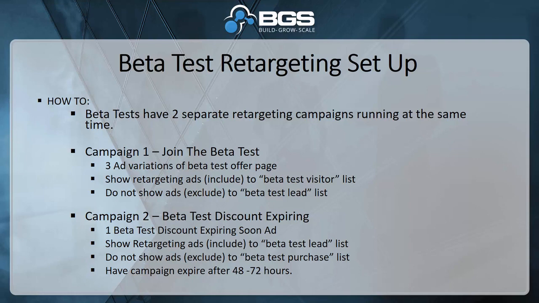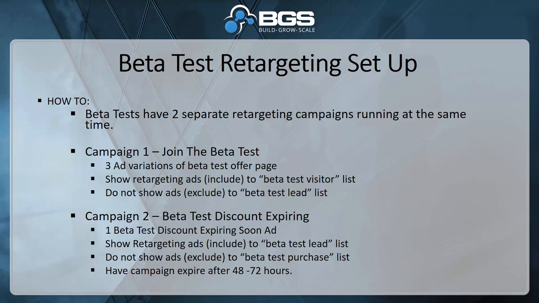Now notice in the previous campaign, campaign number 1, the beta test leads were excluded because they're the opt-ins. Now they're the people we want to target in the second campaign. Then we're going to set campaign number 2 to not show ads to the beta test purchase list. So as soon as somebody purchases, we stop showing them any ads for these campaigns, okay? If they immediately go through and purchase, they'll never see an ad saying go back and purchase, okay? But it's for people who opt in, but then don't immediately complete the purchase.